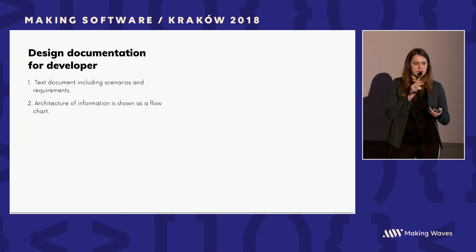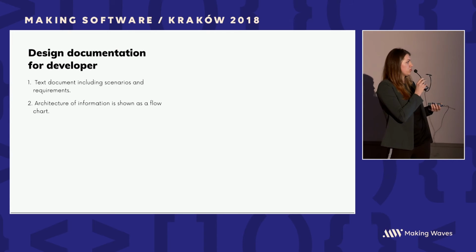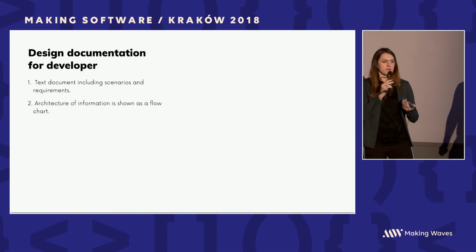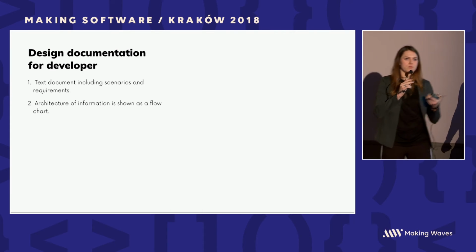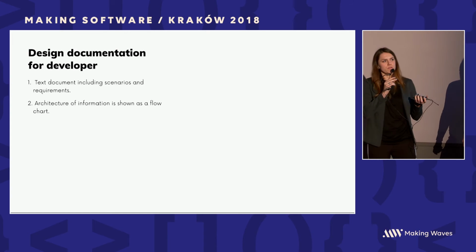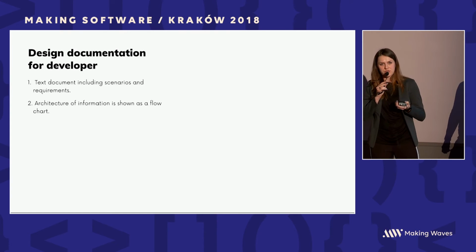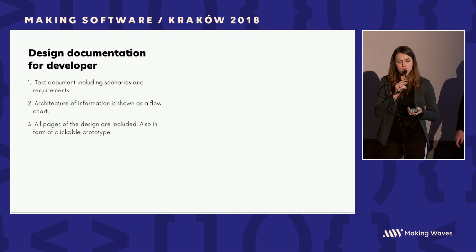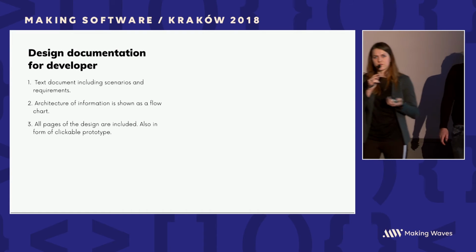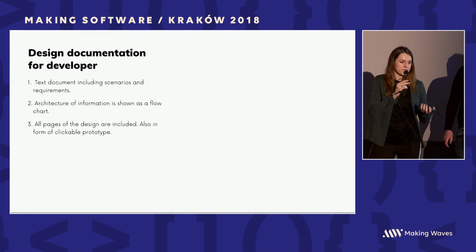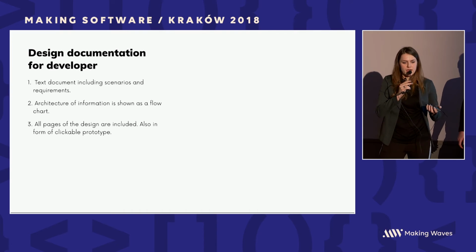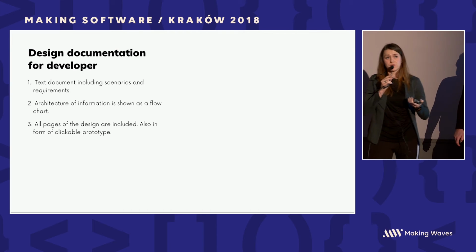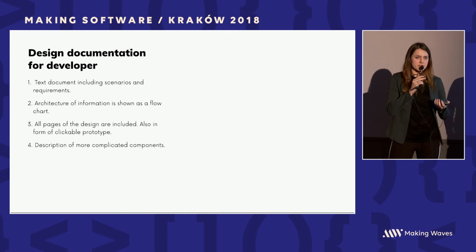And also, it's nice if the architecture of information is made as a flowchart, so you can see the structure of the application and how it works, without going through the design page by page to understand it. And of course, all pages are included, also ones such as the search result page or, for example, thank you pages and error pages, and it's made as a clickable prototype. So then you can see how it behaves and see if something is missing.